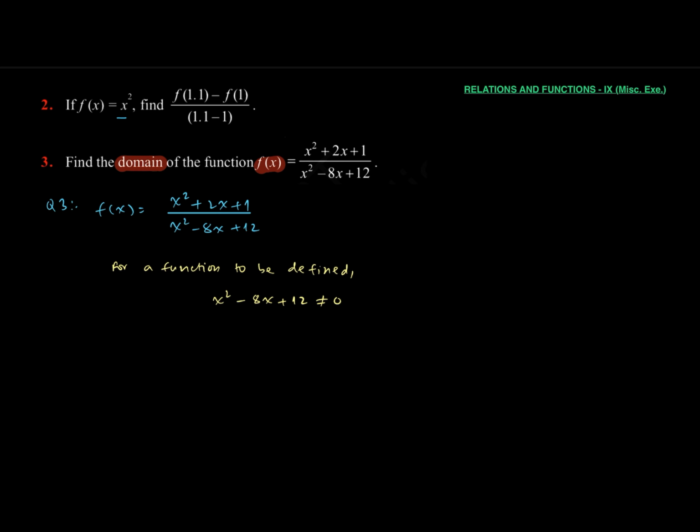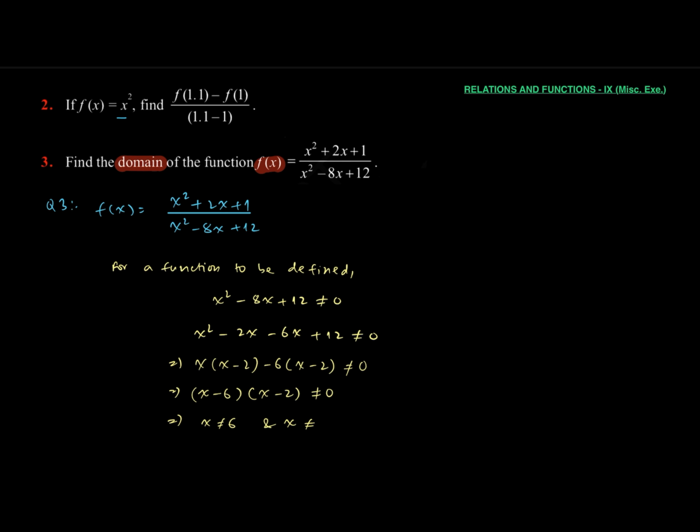This cannot be equal to 0. Now after factorizing, we'll be having (x squared minus 2x) minus (6x plus 12) is not equal to 0. That implies x times (x minus 2) minus 6 times (x minus 2) is not equal to 0. That implies (x minus 6) times (x minus 2) is not equal to 0. And this will imply that x is not equal to 6 and x is not equal to 2.